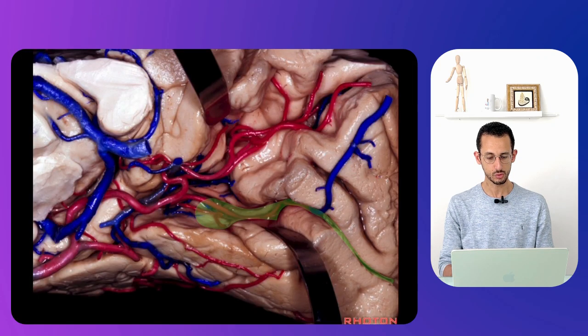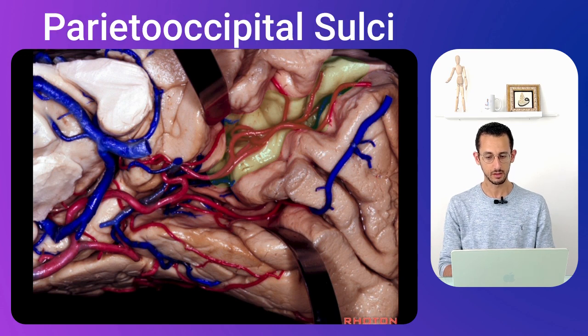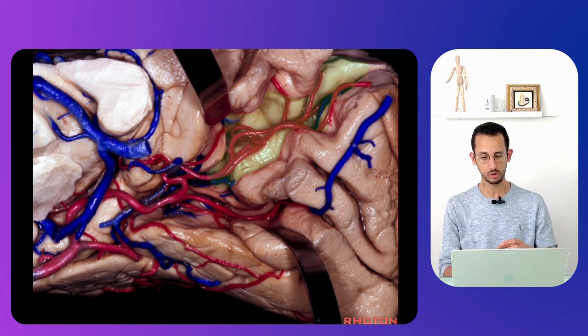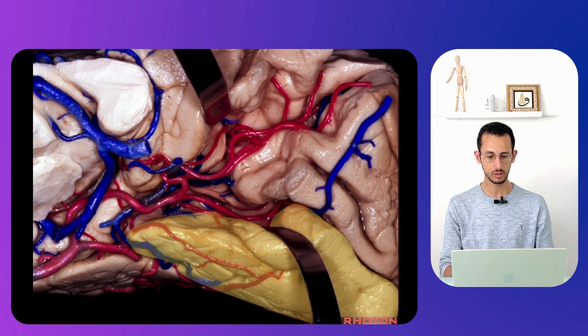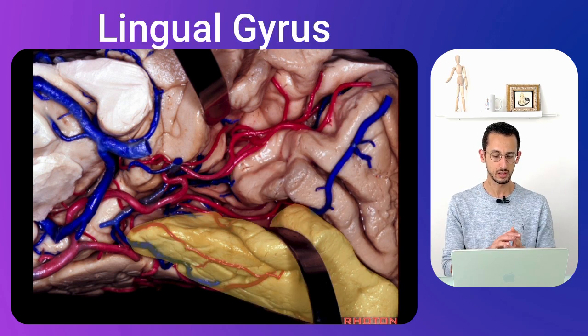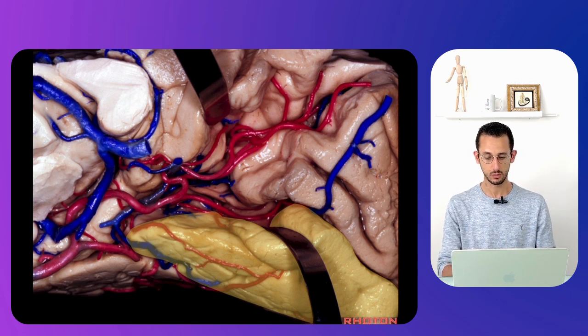Then you can see also the calcarine sulcus and the parieto-occipital sulcus. The fibers carrying the lower visual field terminate along the calcarine sulcus in the cuneus, while those carrying the upper visual field terminate in the lingual gyrus. So it's kind of crossing, and that's why we get the changes in the visual field with lesions.